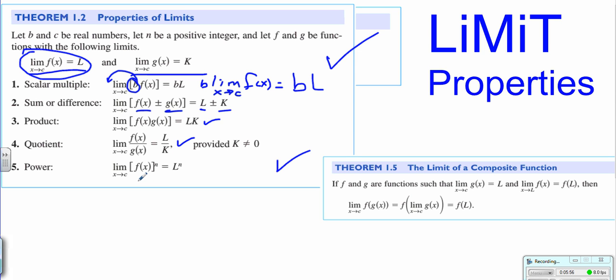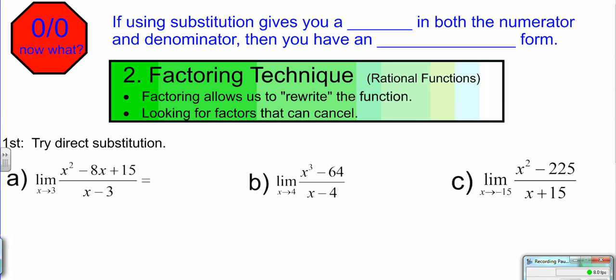The power function is fairly easy to understand too, isn't it? We can just hang on to this power function until a little later. The limit as x approaches c of f of x to the n power is simply going to be the limit of f of x, which is L, raised to the n power.